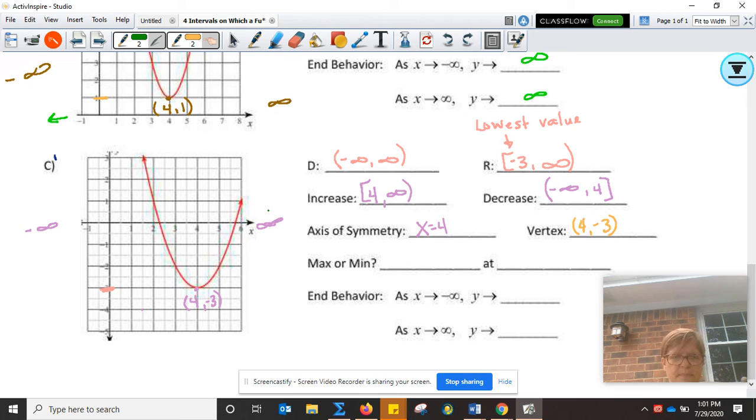Okay. Now looking at that graph, have we created a maximum or a minimum? It's a minimum. It's your lowest value. And that lowest value is a minimum at (4, negative 3). Okay. Your maximum and your minimum will always be at your vertex. Now for your end behavior. As x approaches negative infinity, what's going on with your y's? Yeah, they're approaching infinity. As x approaches infinity, what's going on with your y's? They're approaching infinity as well.